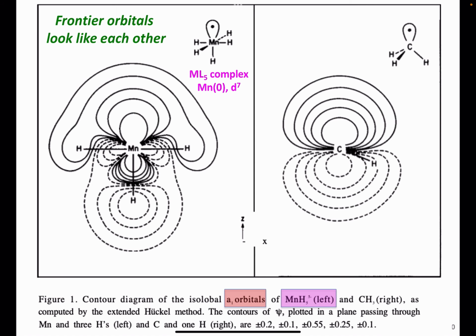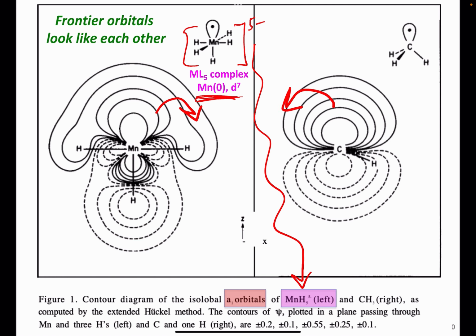Look at how the orbitals actually look. Look at this contour diagram. And so here we have a manganese fragment. This is actually 5-. If you come down here and look at the key, it is actually a 5- fragment, meaning that it's manganese 0, which is d7. Well, if I take the orbital and rotate it by 90 degrees this way, and I take the methyl orbital and rotate it by 90 degrees that way, notice that the overlap would be almost perfect. You could imagine a manganese methyl sigma bond forming, and in fact, it can form.